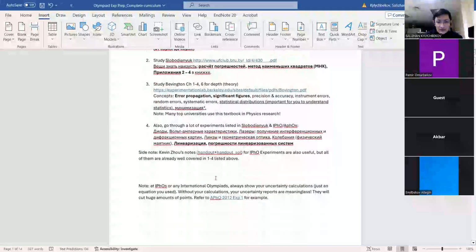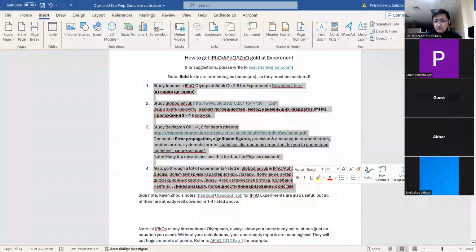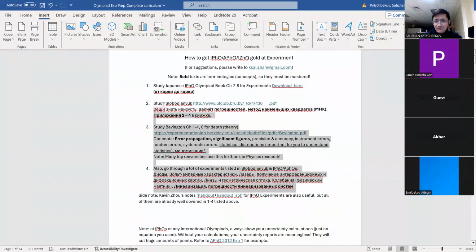Everything from 1 to 4 is very important. And all of them take maximum a week if you focus fully. So it doesn't take a lot of time. So I really recommend to go through them. And I guarantee if you know all of this stuff and if your theory is good enough, I guarantee minimum 10 points in IPhO. 10 points minimum.